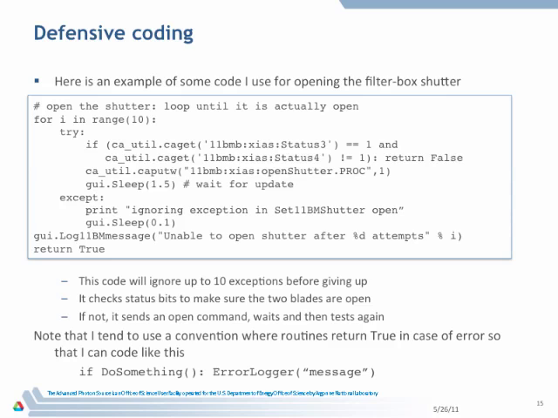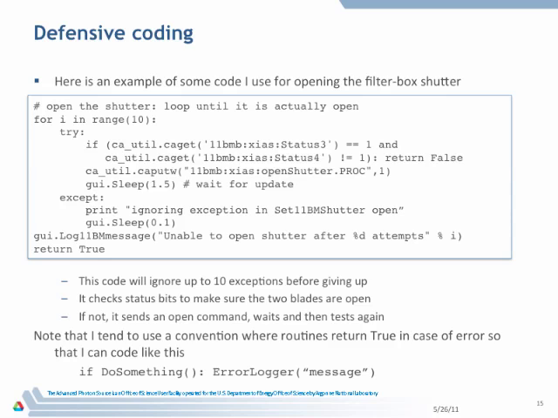Okay? So I personally, and I don't think that this is anything worth recommending, use a convention where in my instrument control routines, they return true if there's an error, and they return false if things are successful. The reason I do that is then I can say, if do something, and if that comes back true, then I've hit an error.